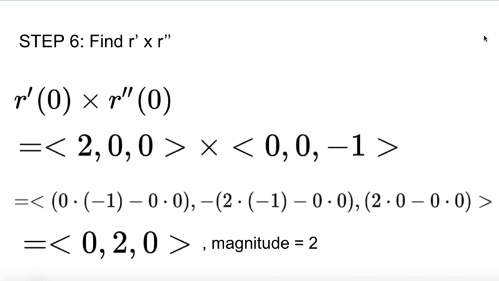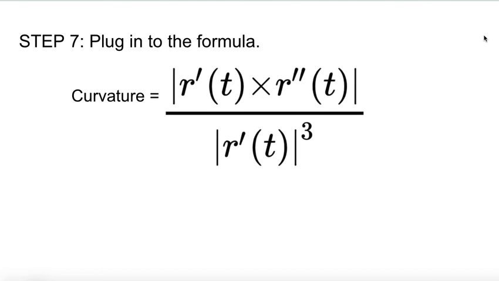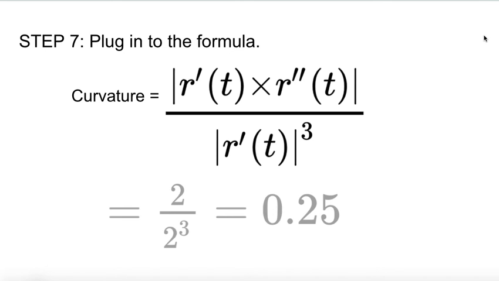The magnitude of this vector is 2. Now, we're ready to go. We can plug into the formula. We know that the magnitude of r prime cross r double prime is 2. We also know that the magnitude of r prime is also 2. So our curvature is equal to 2 over 2 cubed, or 2 over 8, or 0.25.